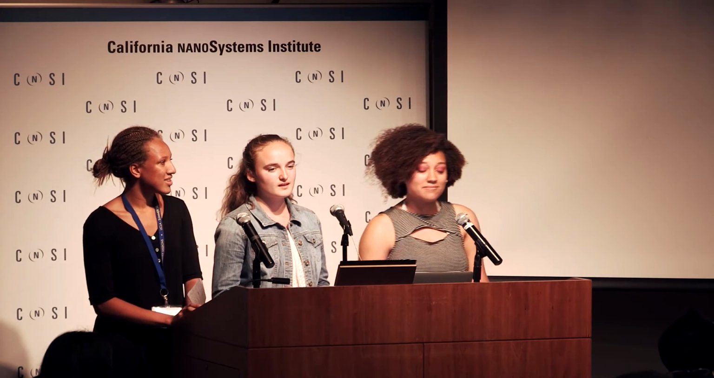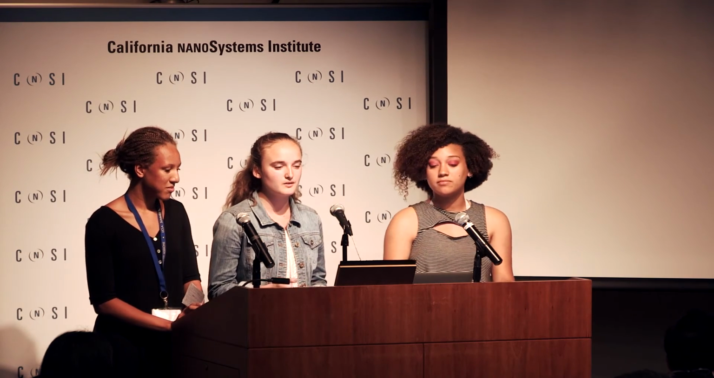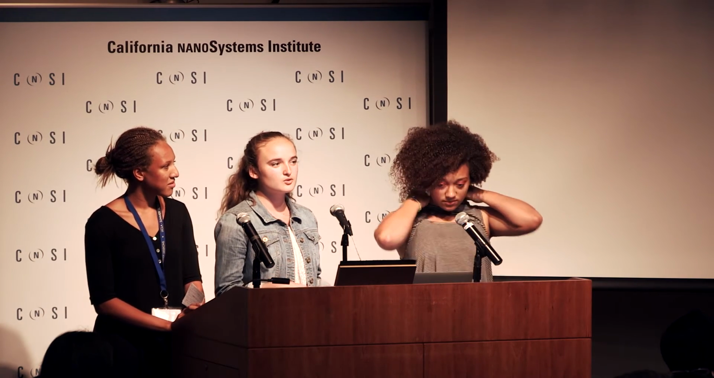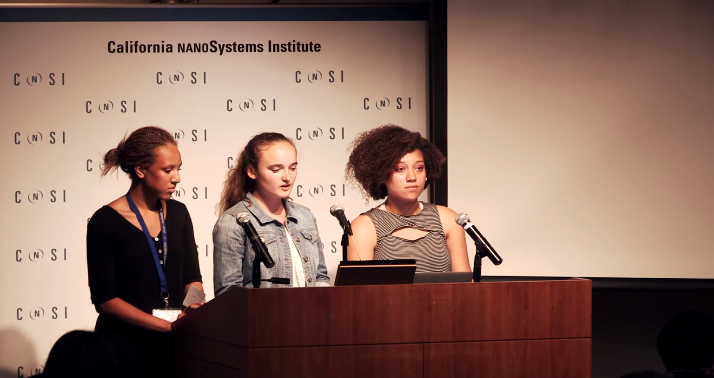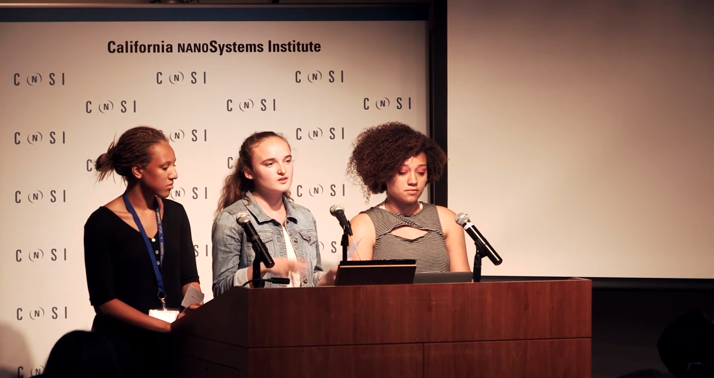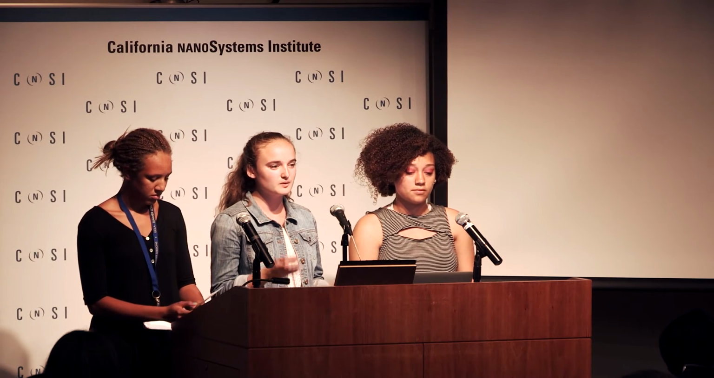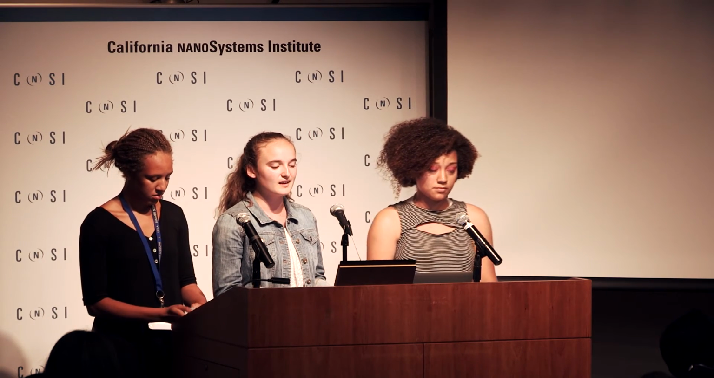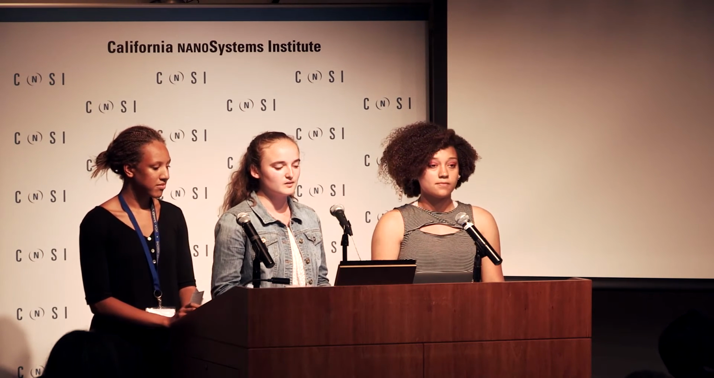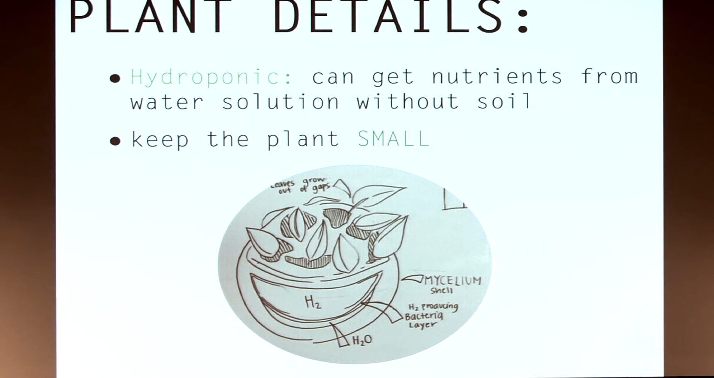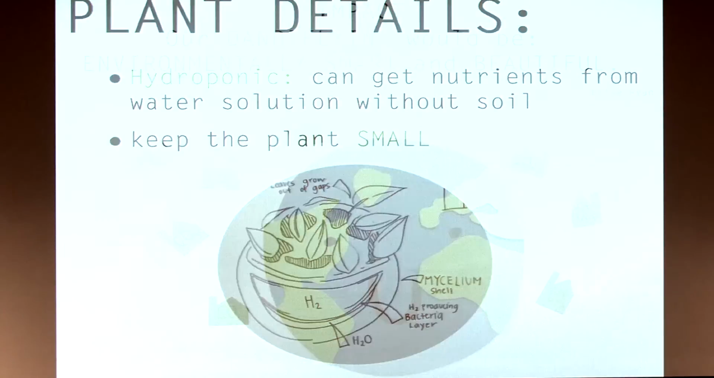So we decided that for the actual plant, we would use a hydroponic plant, which can get its nutrients from water and nutrients that are inserted into the water instead of soil, so that it could still survive as it floats in the atmosphere. And we would keep the plant small so that it would be light enough to be picked up by the wind and carried, and also so that there would not be huge amounts of hydrogen needed to lift it into the air.